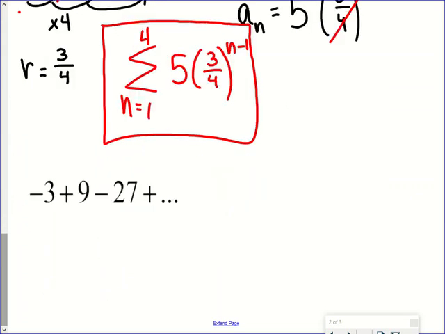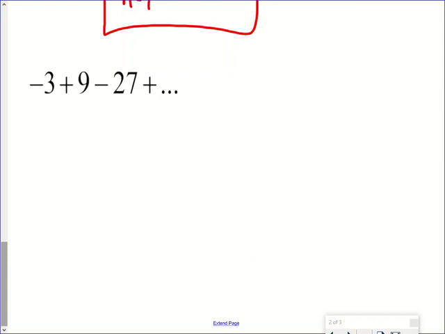Okay, so last one. This time we have -3 plus 9 minus 27 plus something. So for this one, we have to figure out how we're getting from -3 to 9 to -27. This one is a little bit different because you have opposite signs. So this should be a giveaway that you might have a negative. So -3 to 9 would be times -3. 9 to -27 would be times -3. So that means it's a multiplication again, so that's another geometric. And our pattern, R, is going to be -3.